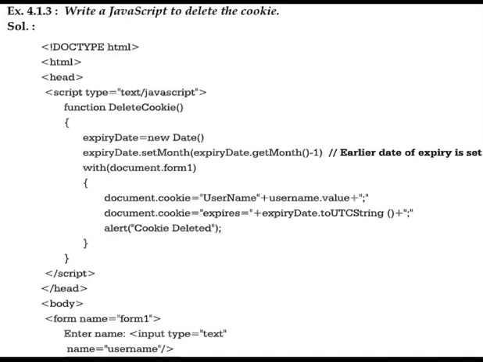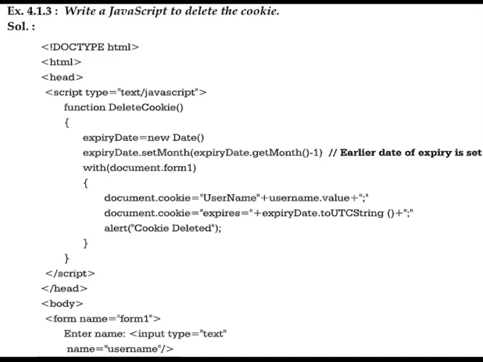For example, the current month is what? September. Okay. September minus 1. September minus 1 means the previous month of September is what? August. So here we are setting the expiry date to August. Okay, so August has already passed, right? So it will automatically delete the cookie if we set the expiry date to the previous month. So expiryDate dot setMonth will set the month, expiryDate dot getMonth will get the month, and minus one will just set the month to the previous month.